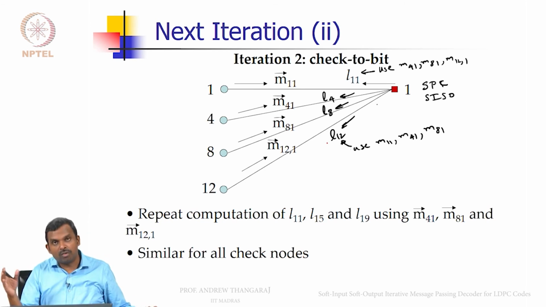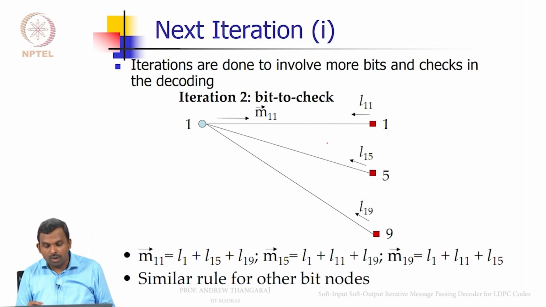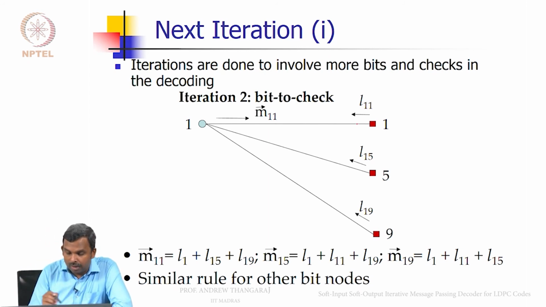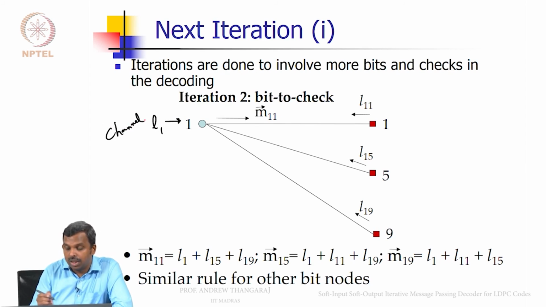Now that you have done the check node SISO computation, how do you do the next iteration? How do you keep moving to the next iteration? What you do in the next iteration is very interesting. On the bit node you have what comes from the channel. L1 is what comes from the channel. And then in the first iteration you have L11 coming from this check node, L15 coming from the 5th check node, L19 coming from this check node.